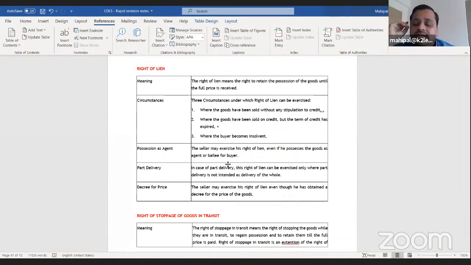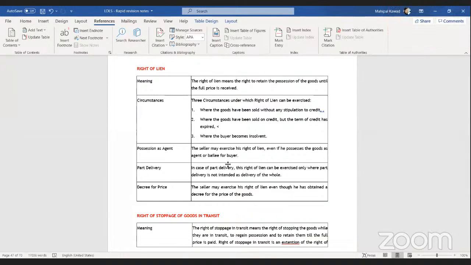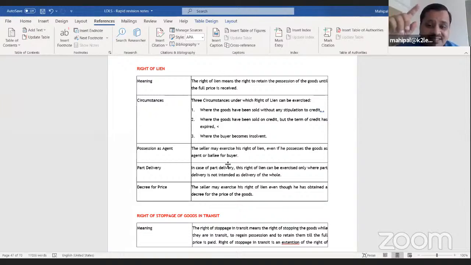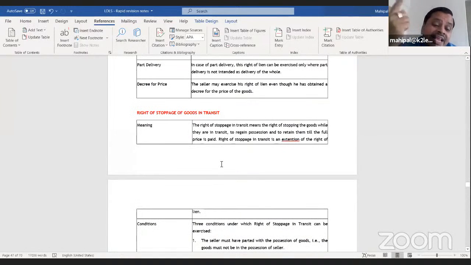Right of lien is a possessory right. He can retain possession of the goods even after the sale. He will act as an agent of the buyer. If he has given away delivery of the goods in part, he has lost the lien right. Right of stoppage means the right to regain possession of the goods. Again, two terms: lien, retain; stoppage, regain.